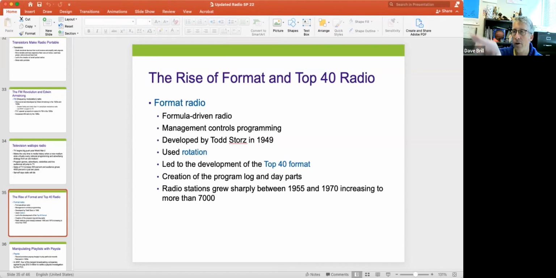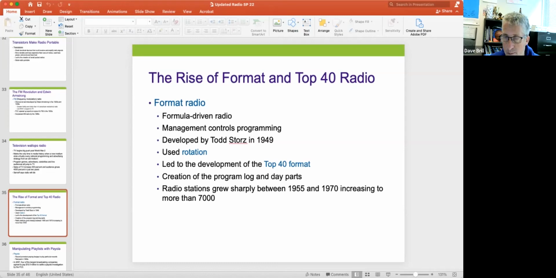And you would tune in, let's say you're a radio station playing rock and roll music. You'd play the same songs virtually in the same order every hour on a continuous basis, like 24/7, right? And that was called a rotation. And it led to the development of the top 40 format. And it led to a program log. It led to advertising breaks every quarter hour so they could sell a bunch of advertising in between the songs playing. And it was incredibly popular.